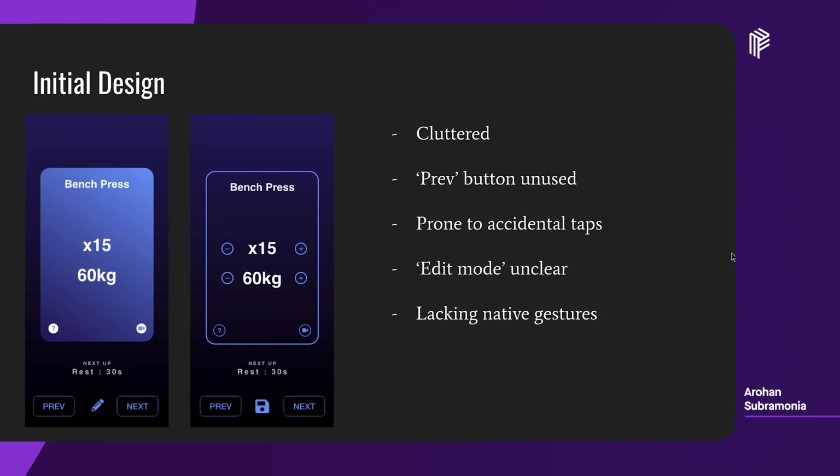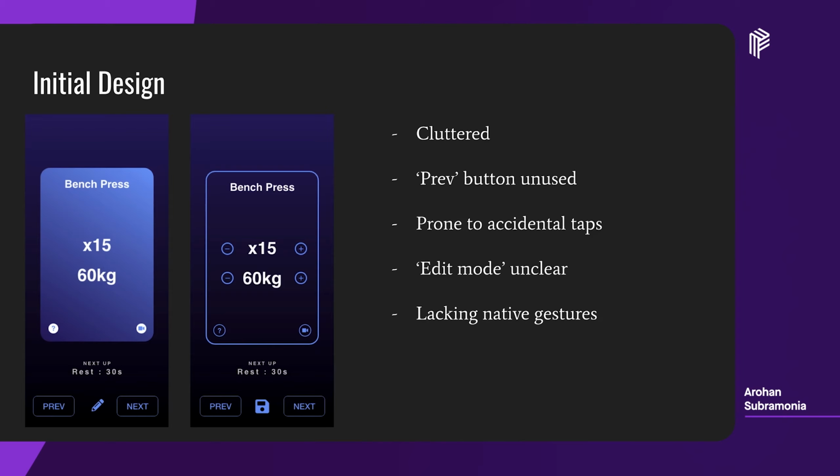When we initially designed the section, this is what it looked like. So we have the exercise name, reps, weight, and then the section towards the bottom where you can navigate and edit what you've done. And the initial feedback wasn't great. Users said that the bottom section especially was a little bit cluttered. The previous button was not used very often, which kind of makes sense in hindsight because you wouldn't go back to an exercise that you've just done.